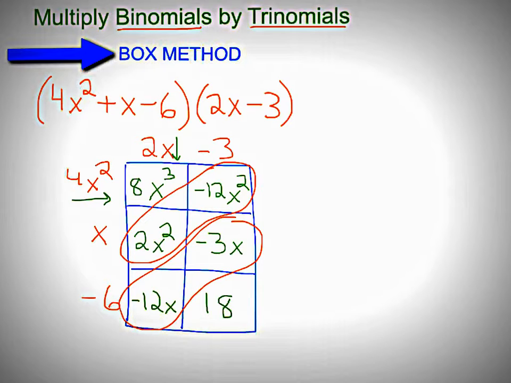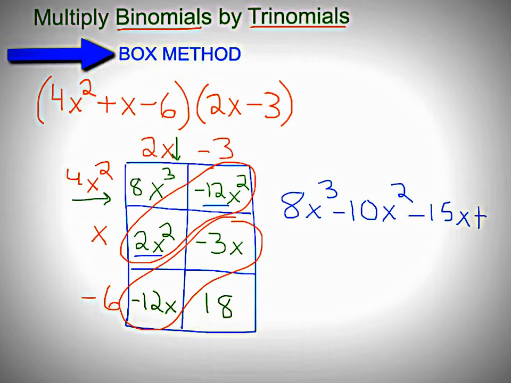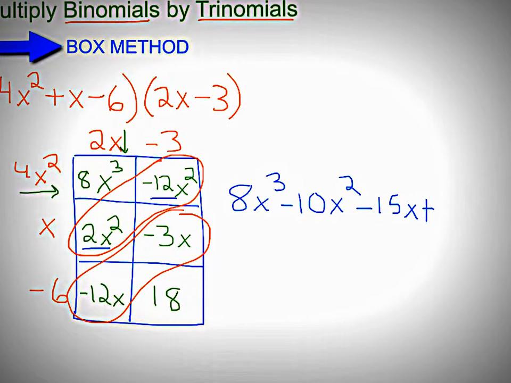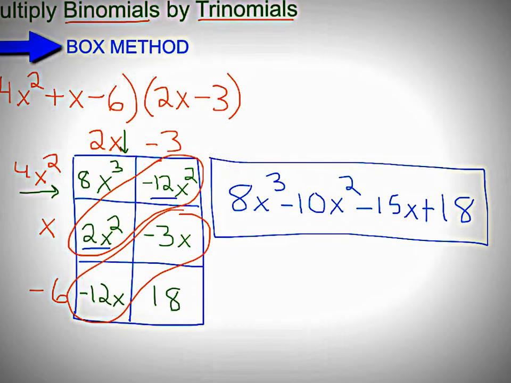So my answer, first term is 8x to the third. Next, I need to combine 2x squared and minus 12x squared, which would be minus 10x squared. And then negative 12x plus a negative 3x would be negative 15x. And then a positive 18 at the end. So there's using the box method to multiply a trinomial times a binomial.